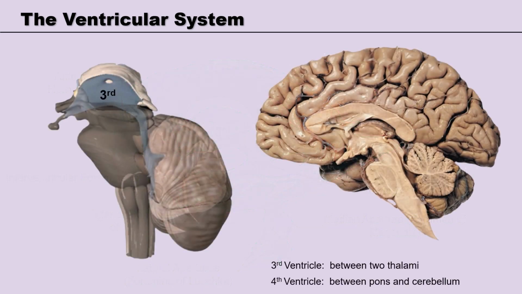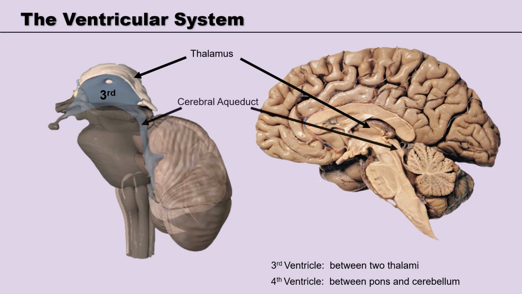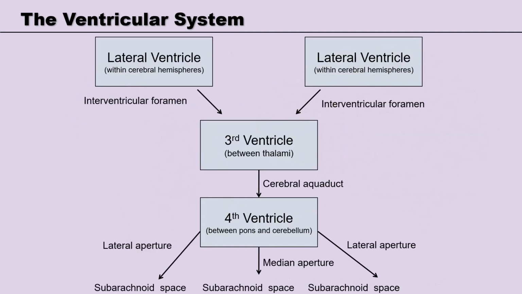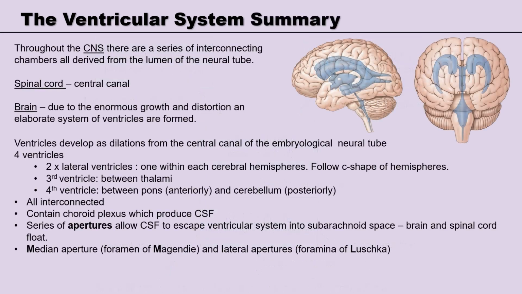The third ventricle can be difficult to visualise because we cut away the walls when we cut along the midline. The third ventricle sits between the two thalami and drains into the cerebral aqueduct before entering the fourth ventricle and being dispersed into the subarachnoid space. Here we can see a summary flowchart of the course of the CSF through the ventricular system. And here is the summary slide of the ventricular system. Feel free to pause the video if you want to recap what has just been said.